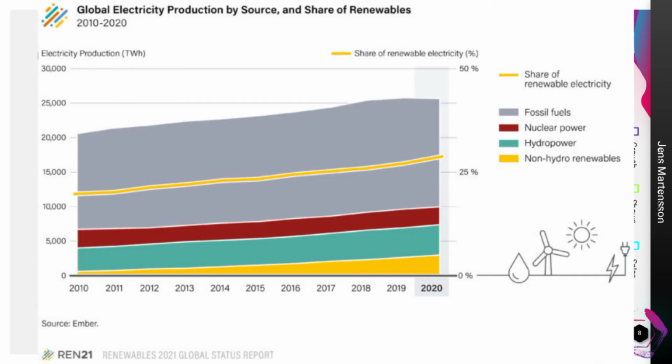Here, this graph shows the source and share of renewables. Gray color shows fossil fuels, nuclear power, and green color hydropower, and yellow color non-hydro renewables.